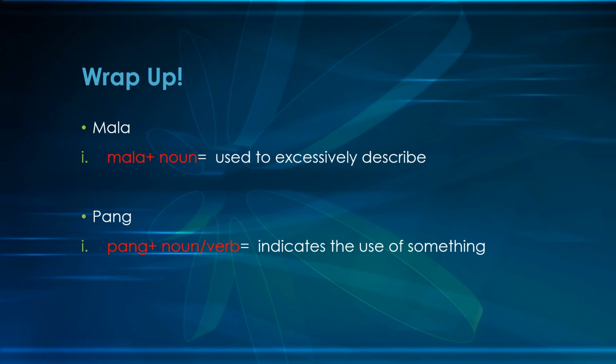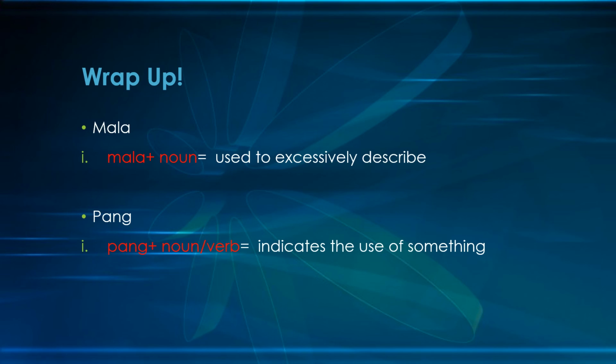So next is mala plus noun, and we use it to describe a thing, happenings, or even scenery in an excessive manner. For example, the noun paraiso, paradise. If we add mala at the beginning, we have malaparaiso. Malaparaiso. It means that this place is so heavenly, like paradise.